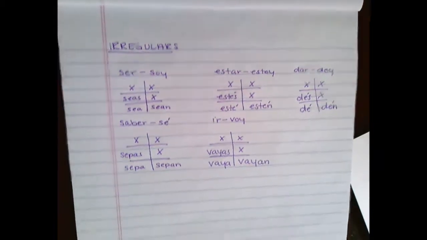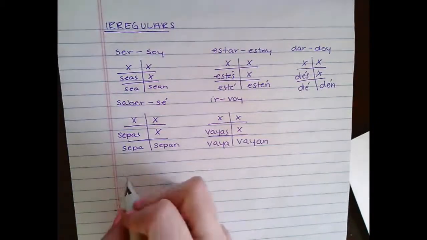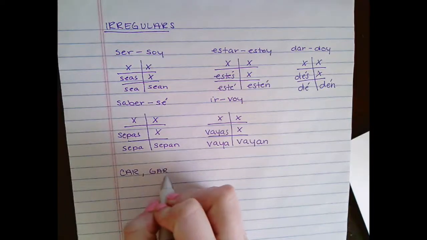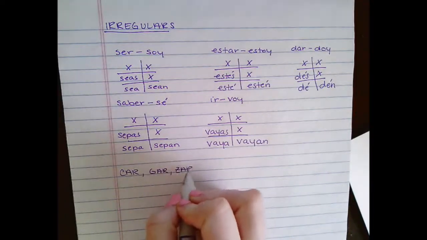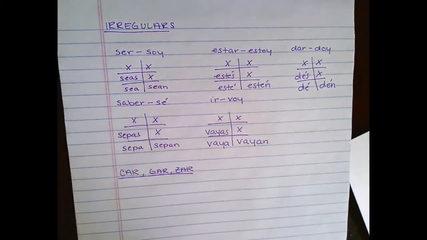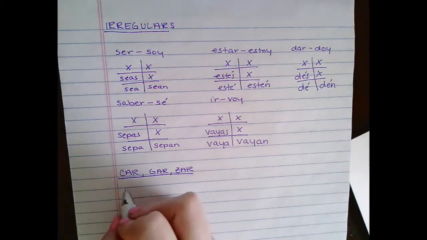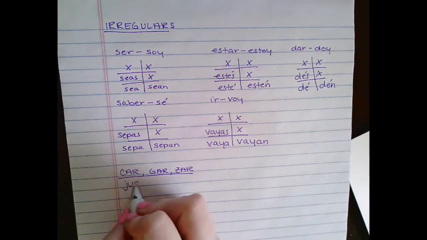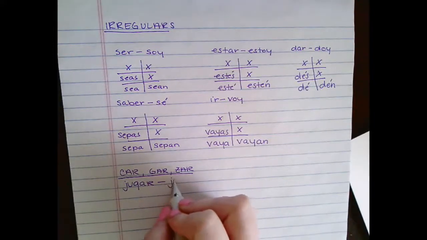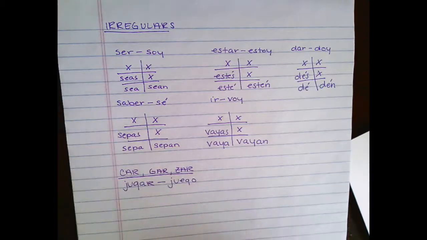One last set of irregulars would be with verbs that end in car, gar, and zar. This is actually very similar to the car, gar, zar stem changes that happen in the preterite tense in the yo form. So if we take a verb like jugar, we know that the yo form of jugar in the present indicative is juego. Okay, juego, we take off our O and we're going to add opposite endings. So it is an AR verb, so we're adding those ER endings.